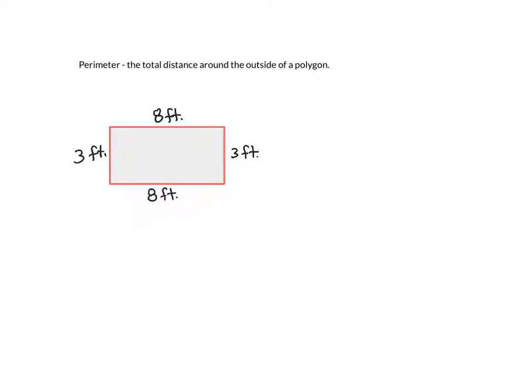If perimeter means the total distance around it, I just need to add up all those numbers. So, one thing I can do is start at one corner and go all the way around. If I do that, I could just add up the numbers, 8 plus 3 plus 8 plus 3, to find the total perimeter. And if I add all those up, I'm going to get 22. I just need to make sure I label it with the correct unit of measurement.